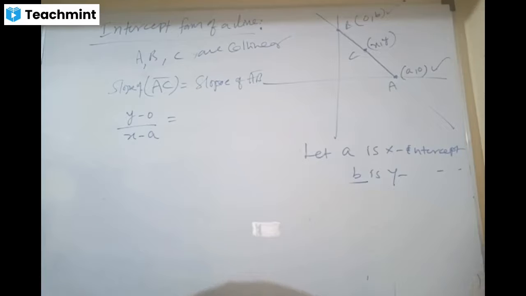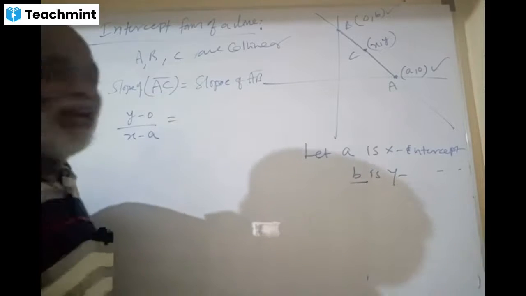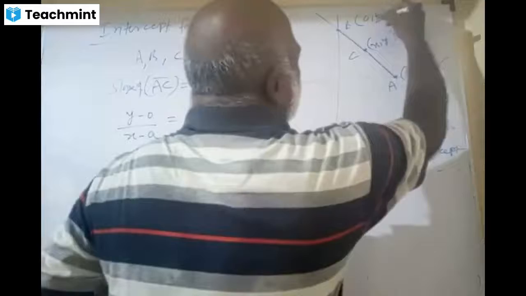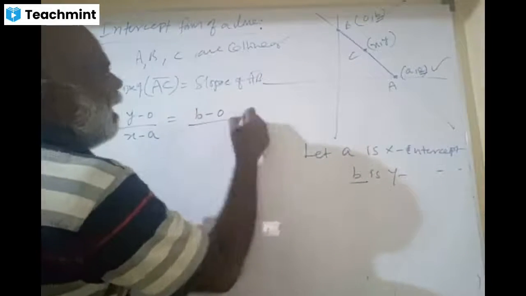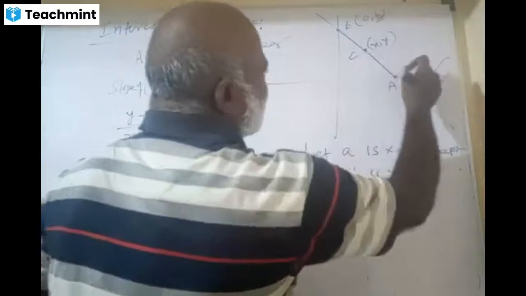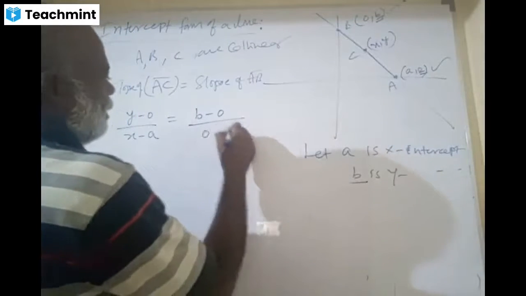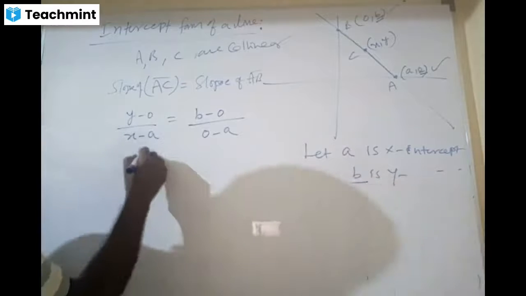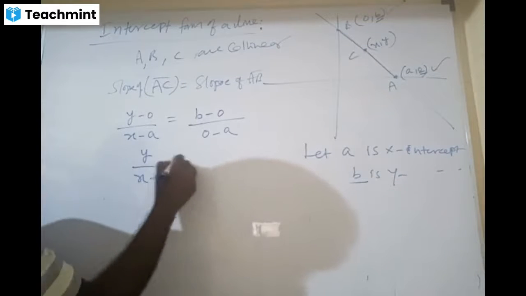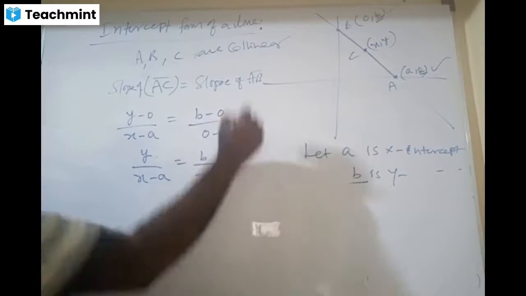y2 minus y1 by x2 minus x1: b minus 0 by 0 minus a. So y by x minus a is equal to b by minus a.